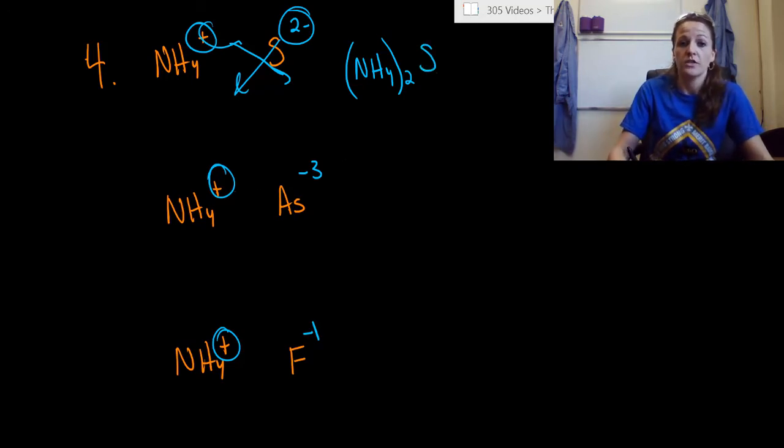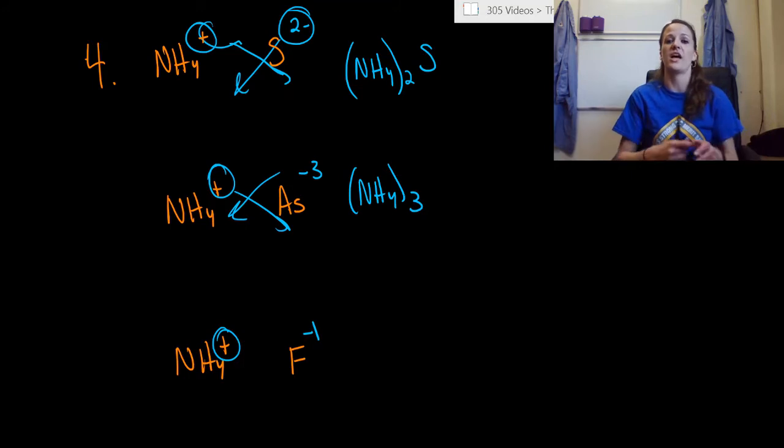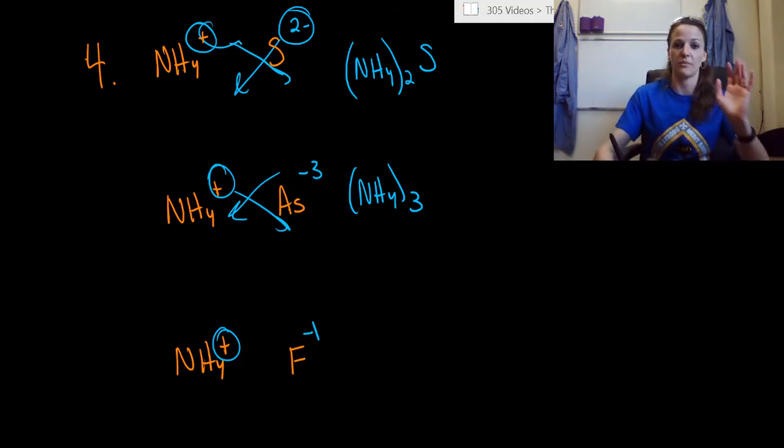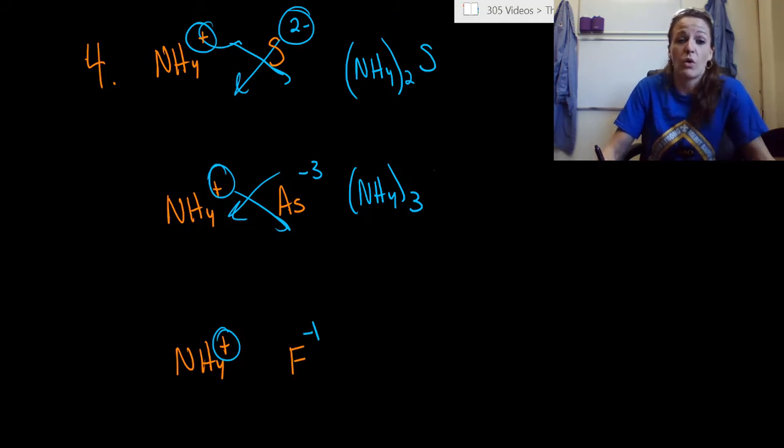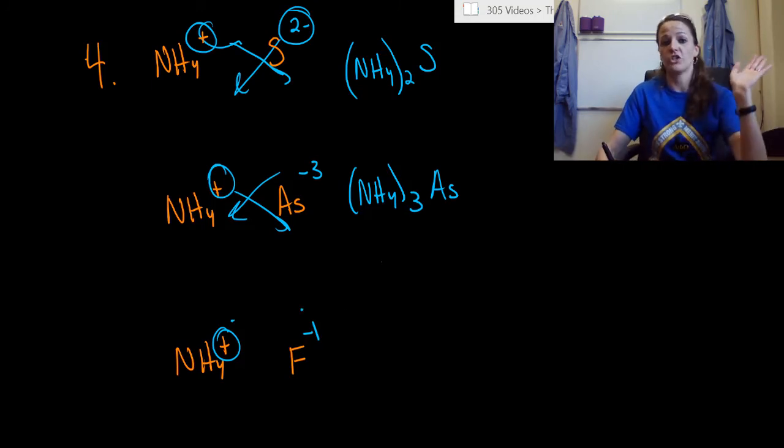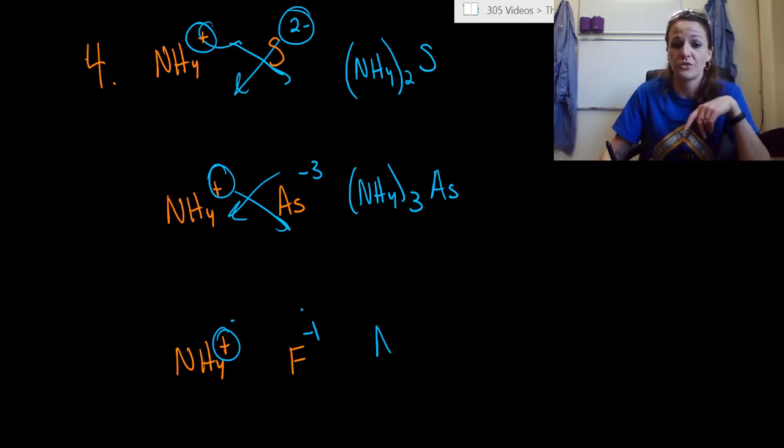All right, next one. So we're switching our charges again. So again, we have our NH4 and then 3, okay? We have to imply that we have 3 ammonium ions, not 43 hydrogens. That's something totally different. And then we just have a 1 for the arsenic, so nothing fancy here, just plain old arsenic. Last one, it's a 1 and a 1, meaning we don't have to do anything with our charges, so this one we just write out as NH4F.